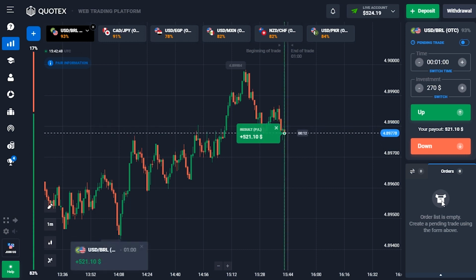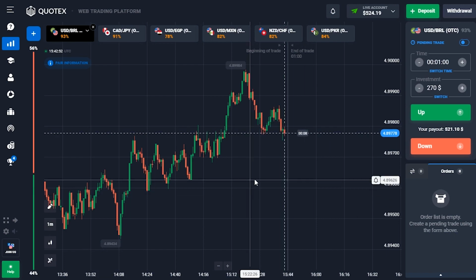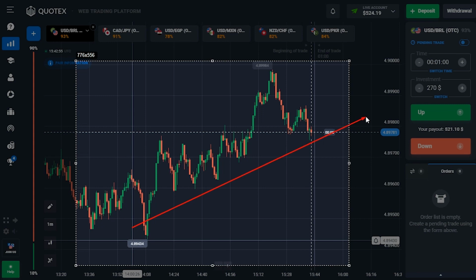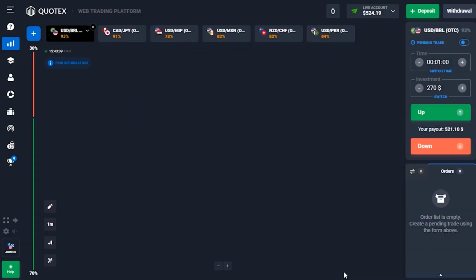Great, I'm on profit, and as you can see, there is an uptrend on this currency pair. And if you open an up trade on an uptrend, then it will definitely be a winning one. It's a great situation. Let's move on to the next currency pair.